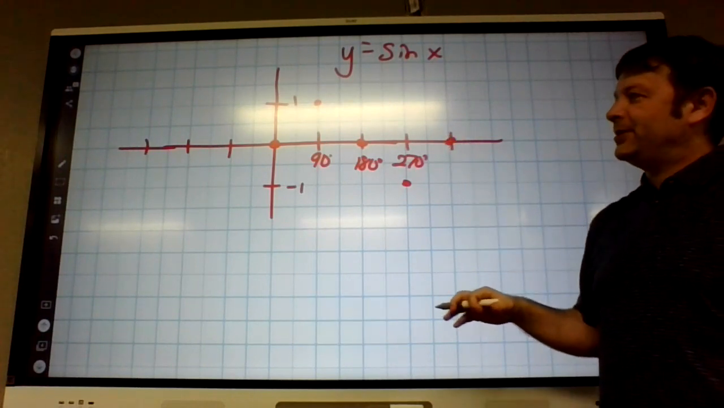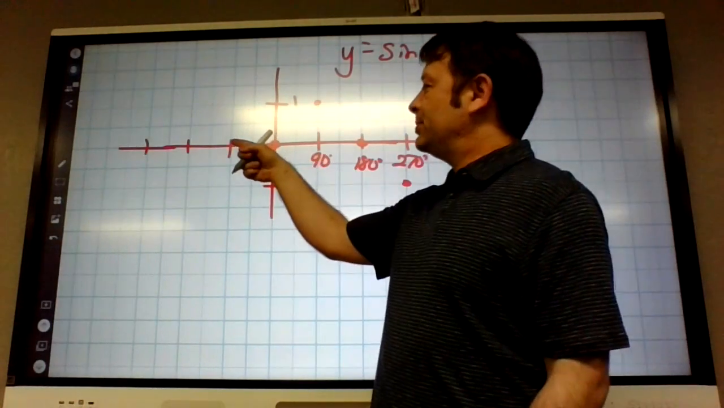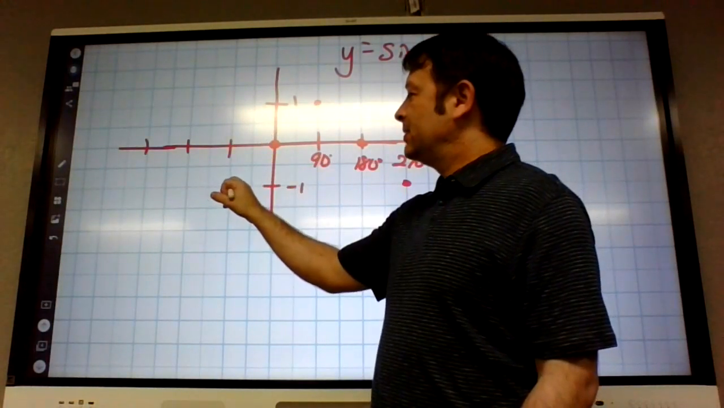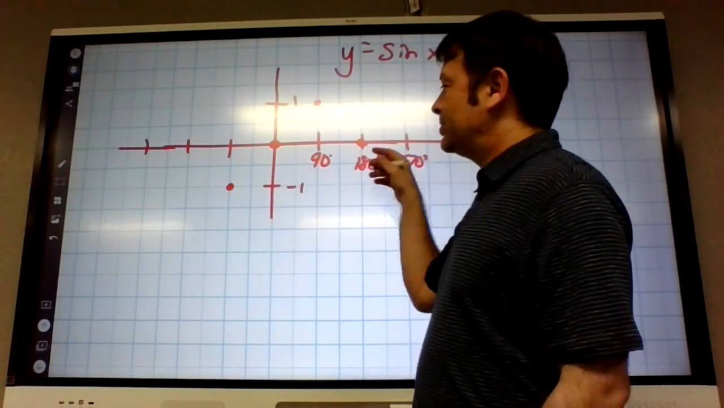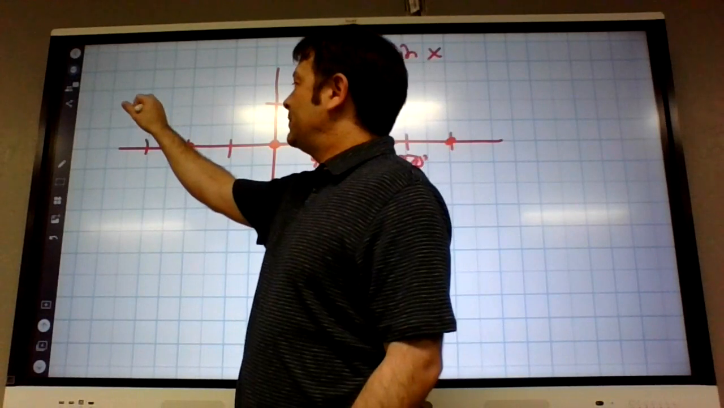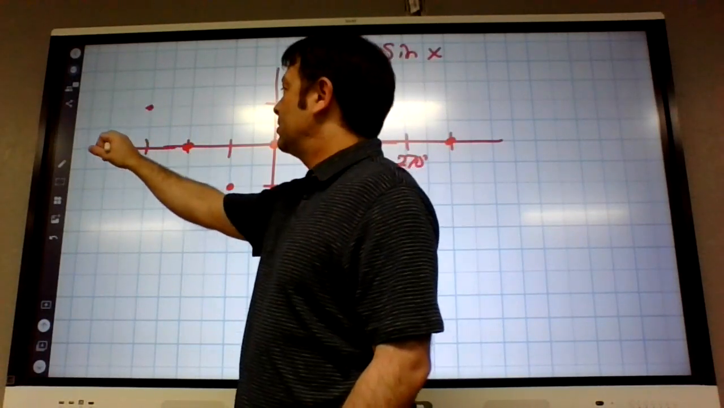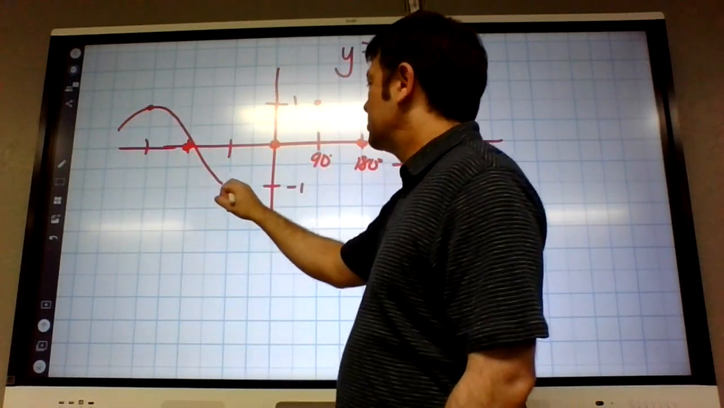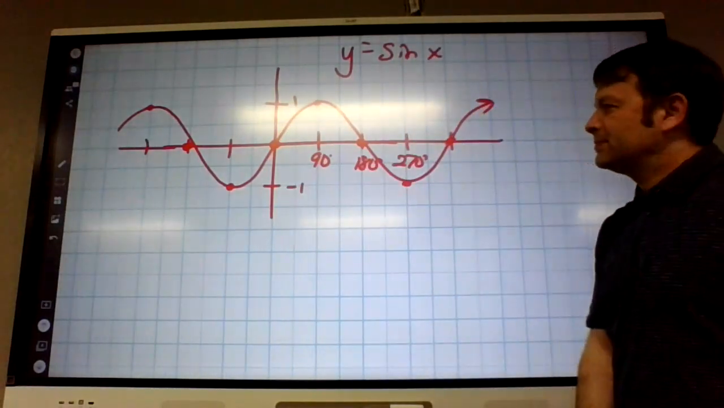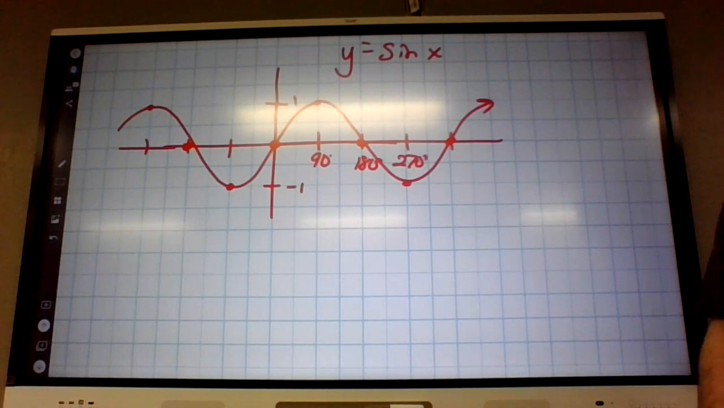All right, you guys see the pattern yet? So if I go -90 degrees, it's just waves. -180, -270, and it just keeps going forever, like that. So it looks like this, it's very curvy. All right, so that is what sine of x looks like.